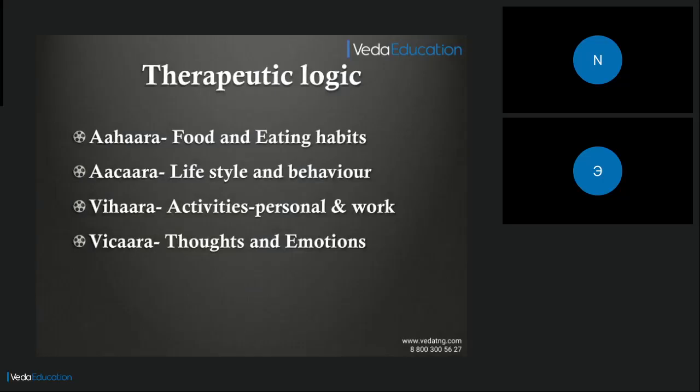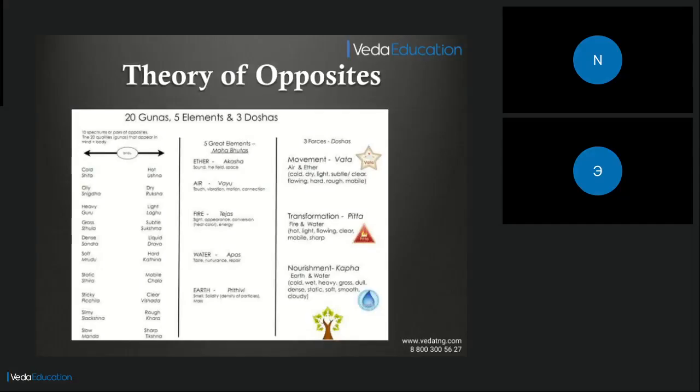We have to look at the ahara, that is the food and eating habits of the person. We have to correct that. We also have to look at the achara, that is the lifestyle and behavior. We also have to correct that. We also have to correct the vihara, the activities, maybe personal activities, exercise, or the work pattern. And another important thing, we also have to adjust or correct the person's thoughts and emotions. So it becomes very complex.